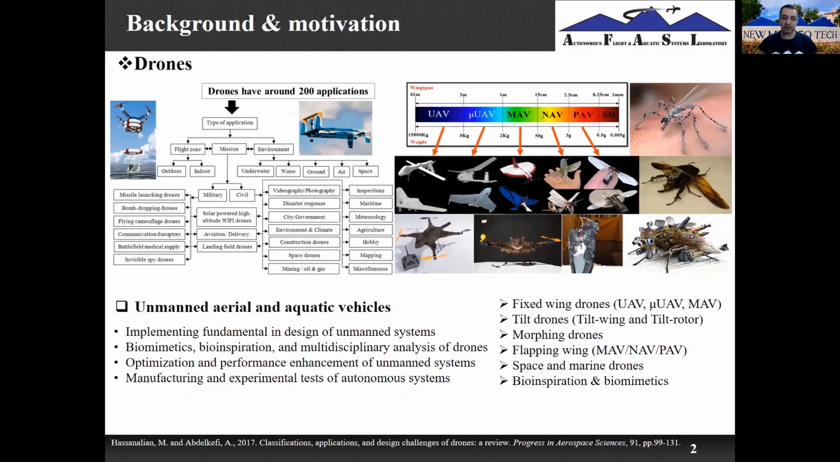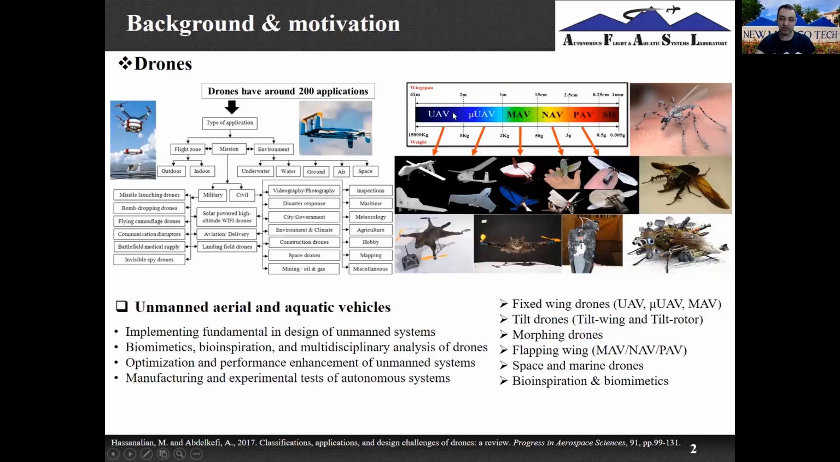In this spectrum, we have UAV, unmanned aerial vehicle, we have micro UAV, and we have three classes of micro drones, including MAV, NAV, and PAV. In the next lecture, I'm going to discuss more about the classification of the drones and also the different configurations. These types of drones, from UAV to micro UAV, cover a big range.